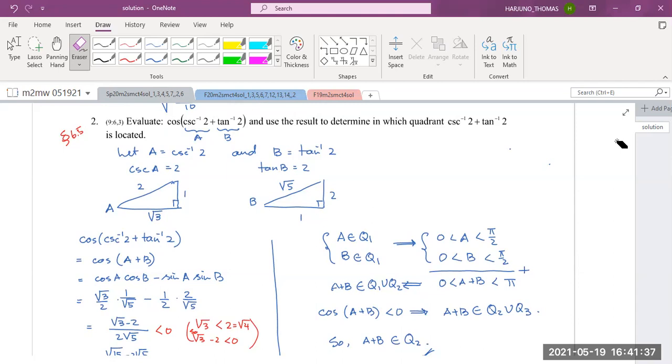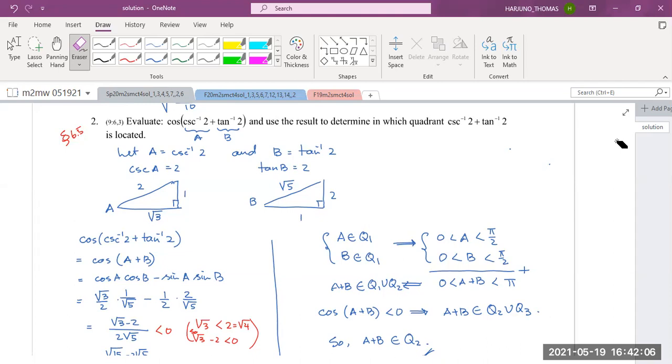Now, students who just say, oh, A plus B is in quadrant 2, I don't give them any point. I want the argument, the argument why. And when they say, oh, cosine of A plus B is negative, therefore it is in quadrant 2, I give 1 point, but no. Cosine A plus B is negative, maybe in quadrant 2, maybe in quadrant 3.